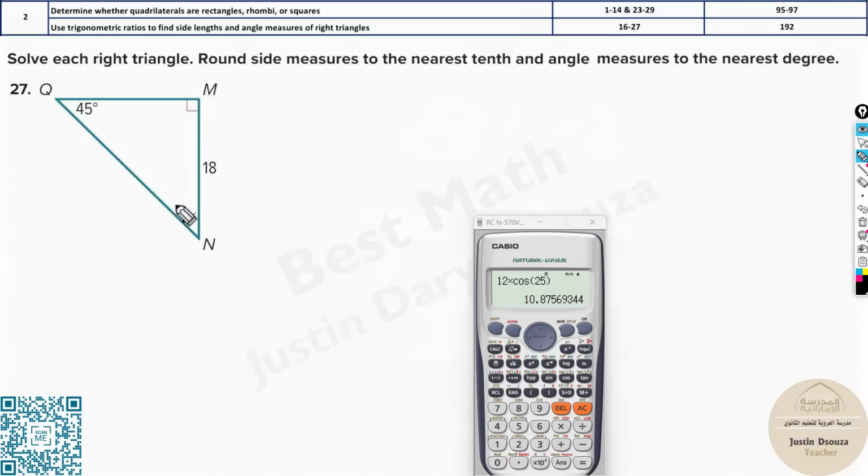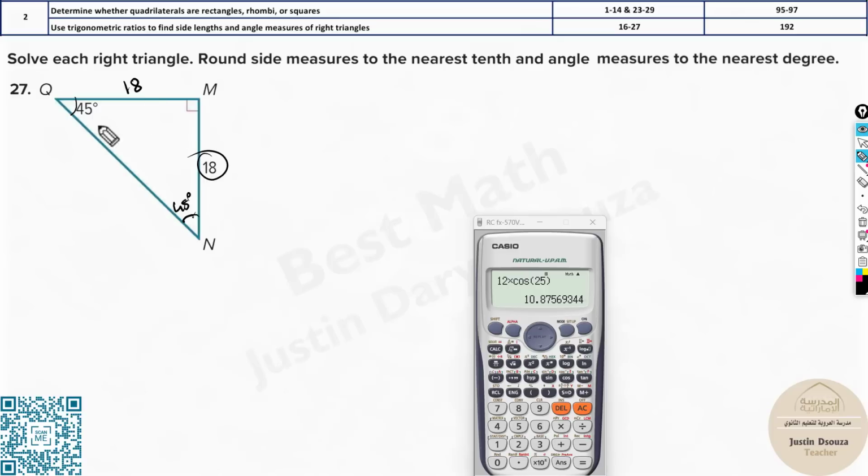This is 45, and over here also it will be 45 degrees. You can just use the normal way, but there is one way you can easily find what this is. This is an isosceles triangle. If the two base angles are equal, then it's an isosceles triangle. If this is 18, then this has to be 18.